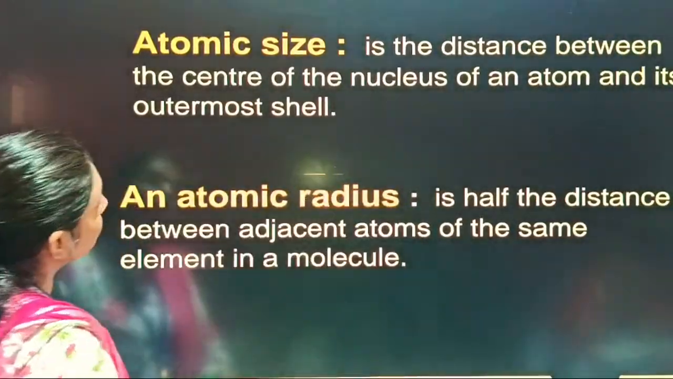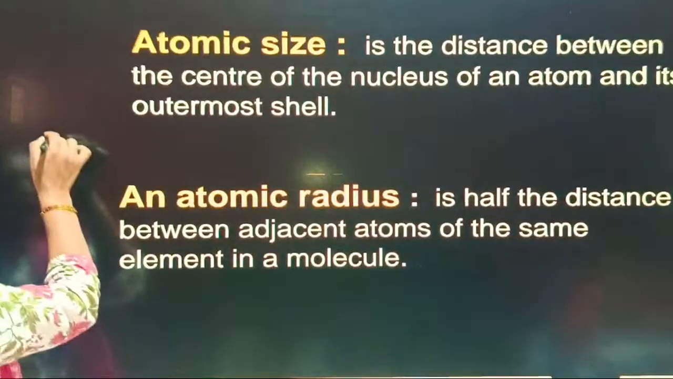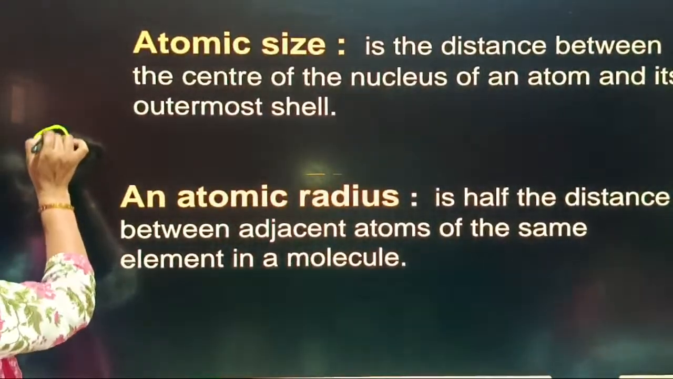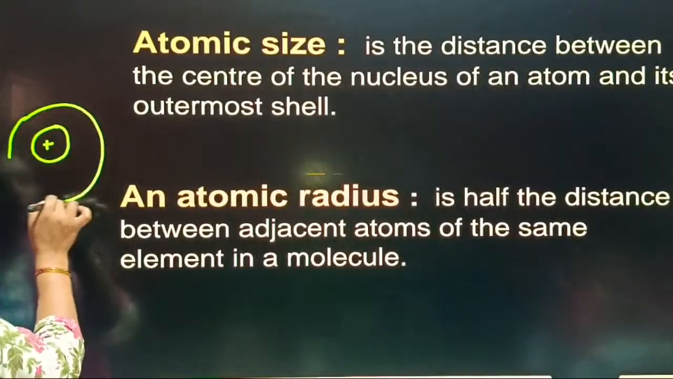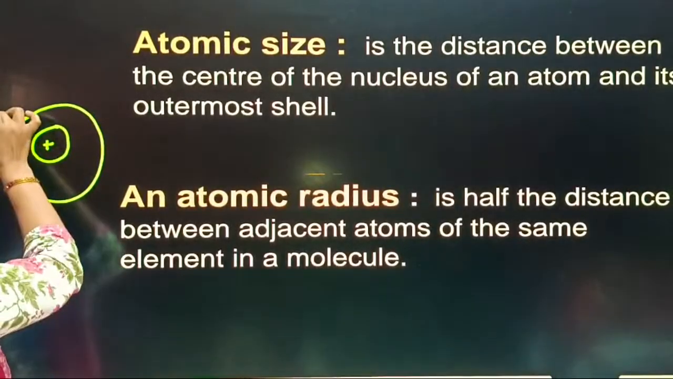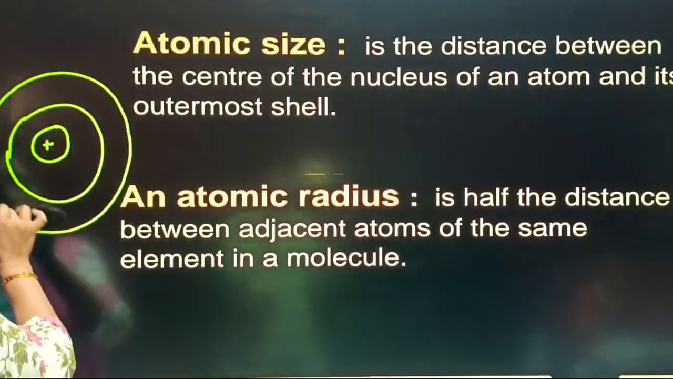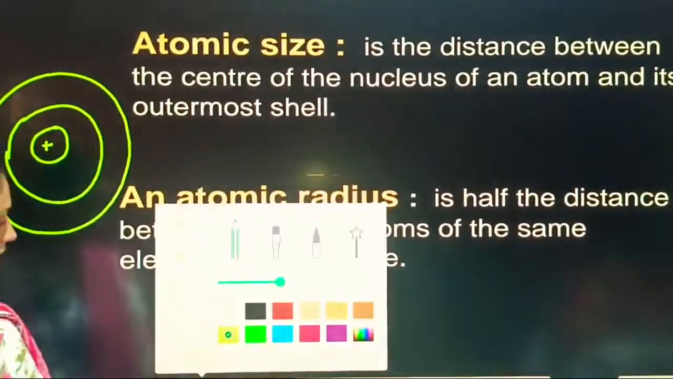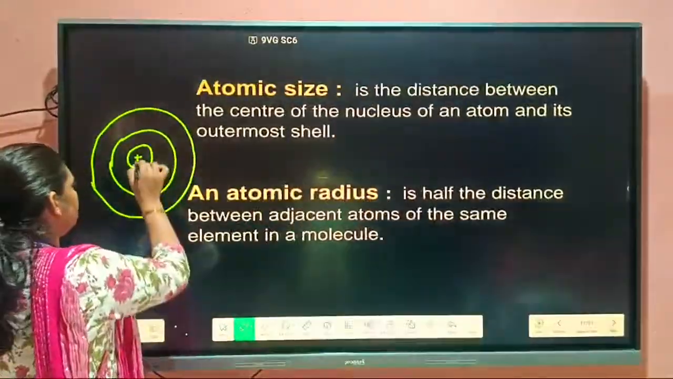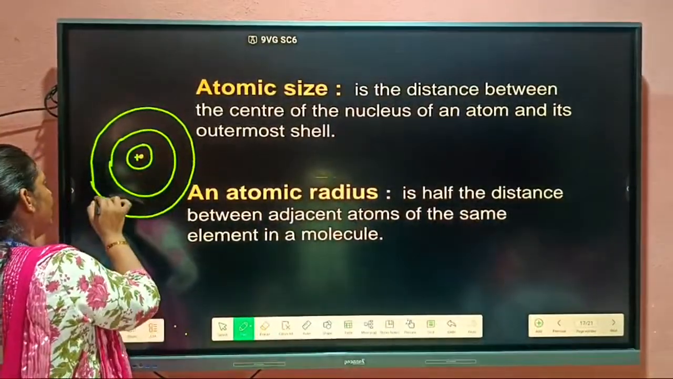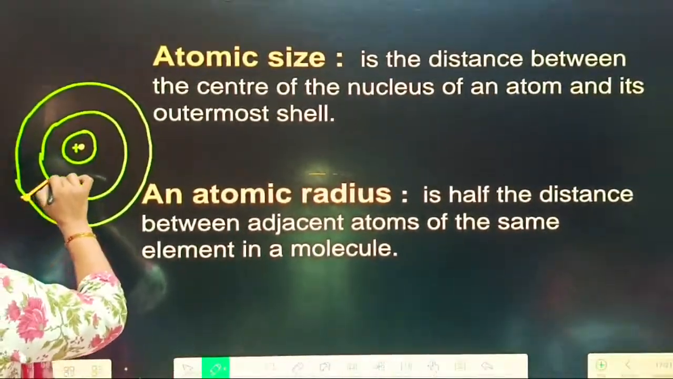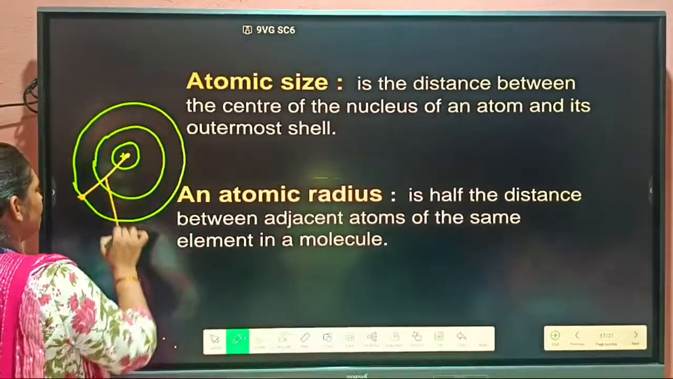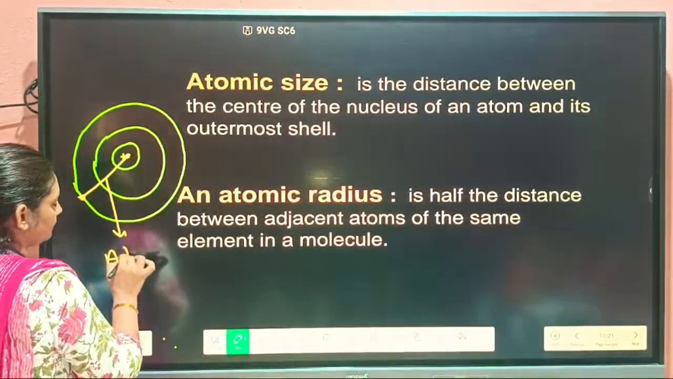Yes, atomic size is the distance between the center of the nucleus and the outermost shell. Let us consider this is the nucleus center and this one is the outermost shell. So this distance is known as the atomic radius.